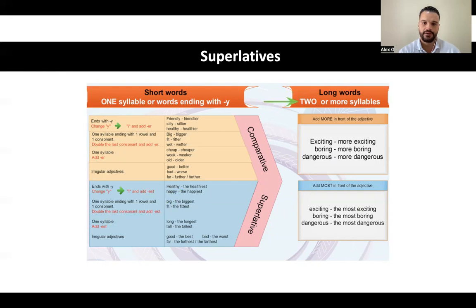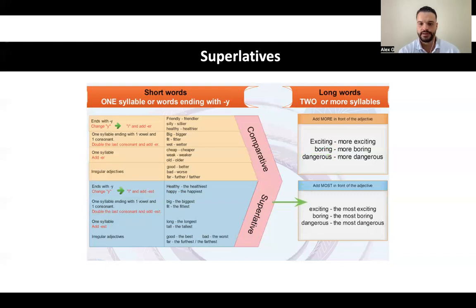There is one more thing that we have to cover, and that is long or big adjectives. How do we consider them to be long? When they are two or more syllables. So if they are two or more syllables, make sure that you are not adding EST or ER. You're actually only going to add the word more in front of the adjective. For example, exciting becomes more exciting. Boring becomes more boring. Dangerous, more dangerous, okay?